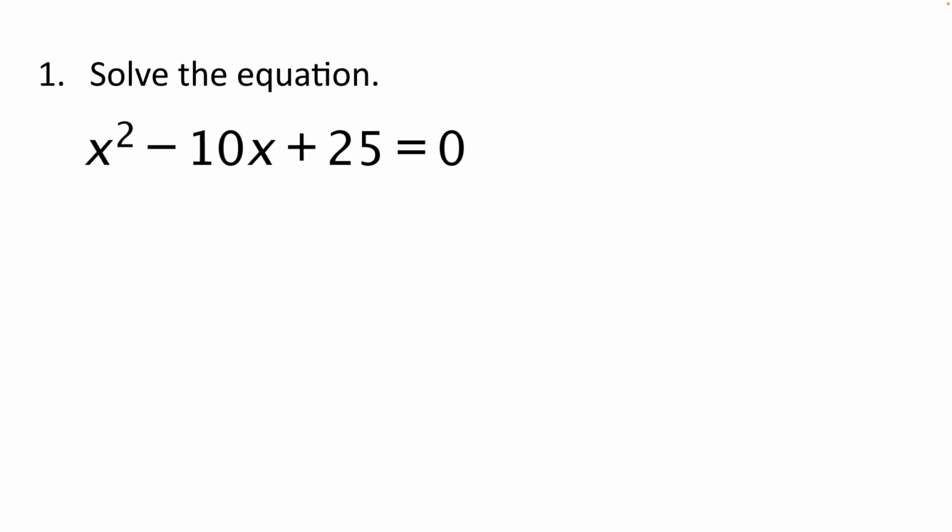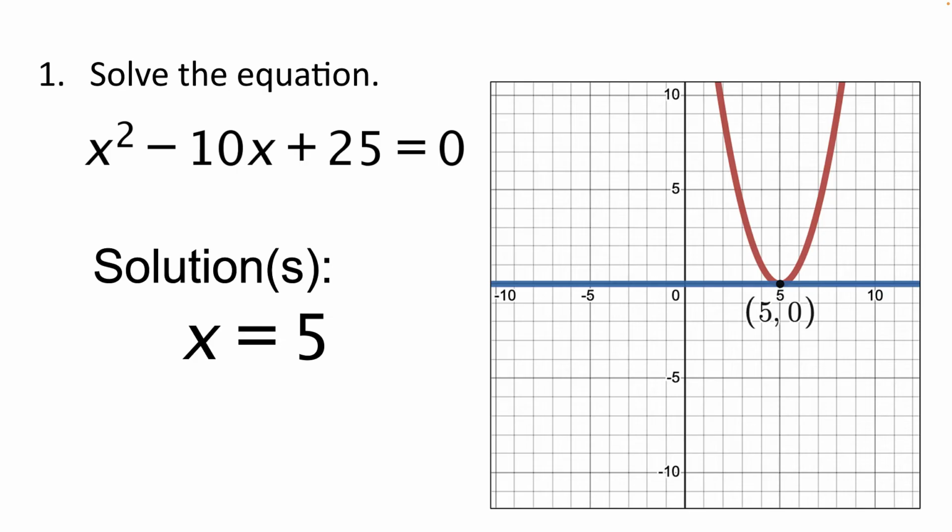To summarize, we graphed the left and right-hand sides of this equation as two separate functions. We found they intersected at the point 5, 0. So the solution to the equation is x equals 5. It's the x-coordinate from that point.